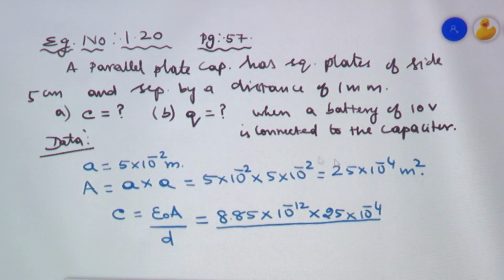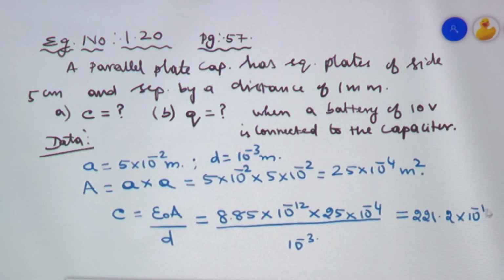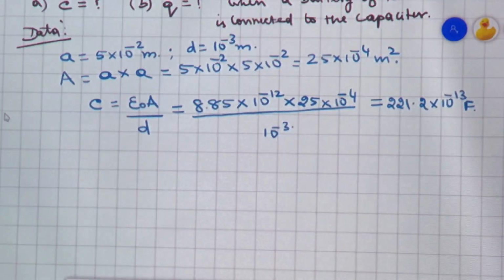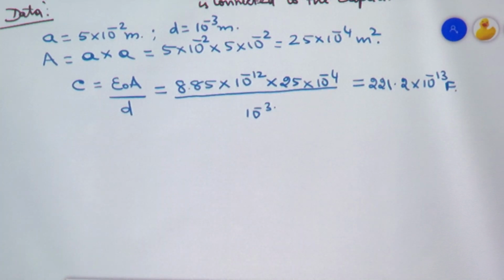We can write the data that they are separated by a distance of 1 millimeter. So the distance d is equal to 1 millimeter, that is 10 to the power of minus 3 meter. So substitute here 10 to the power of minus 3. On simplifying, you can get the answer, and the answer is 221.2 into 10 to the power of minus 13 farads. That was the answer. You can rewrite this in another way.